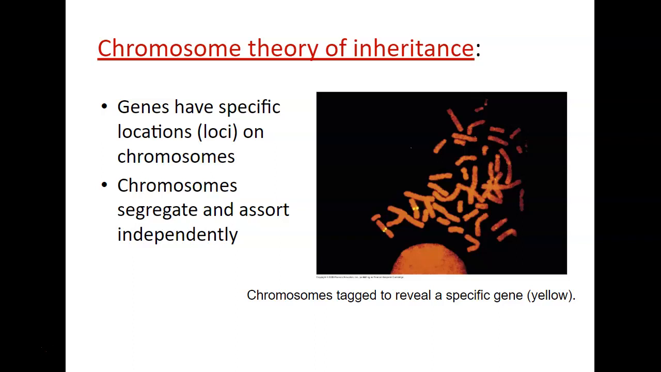In the picture, you can see that one particular gene has been stained. So you can kind of see those would be the homologous chromosomes that a person has for a particular gene.